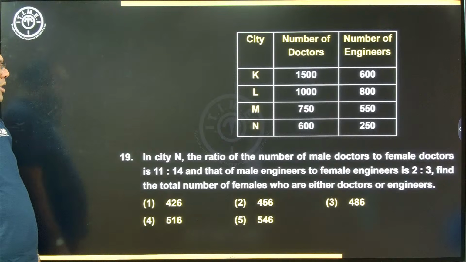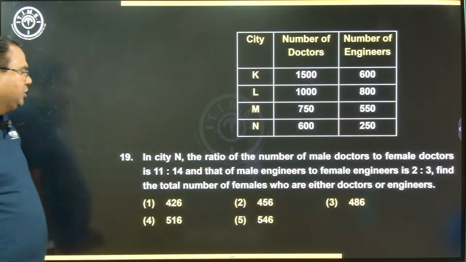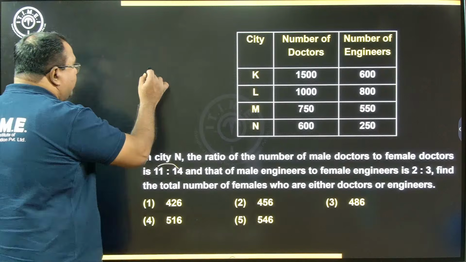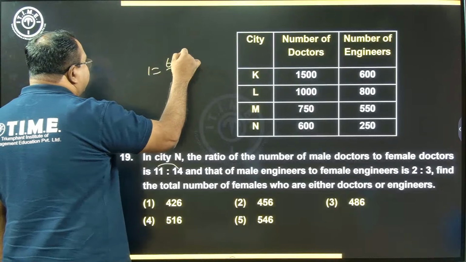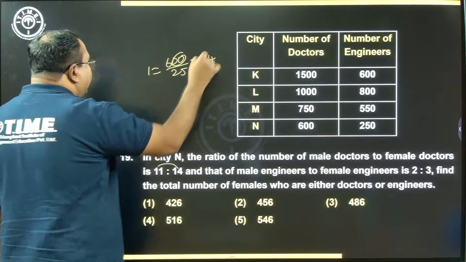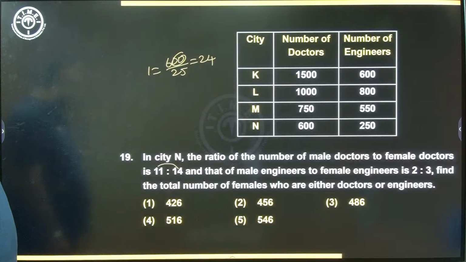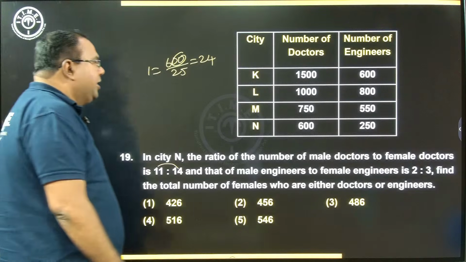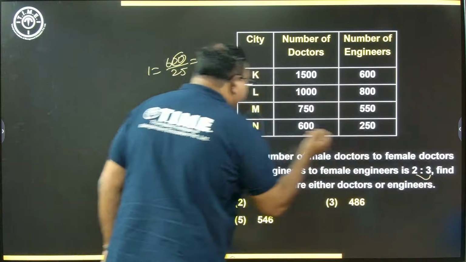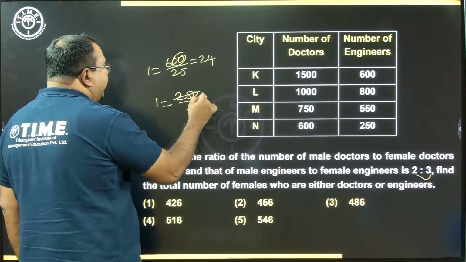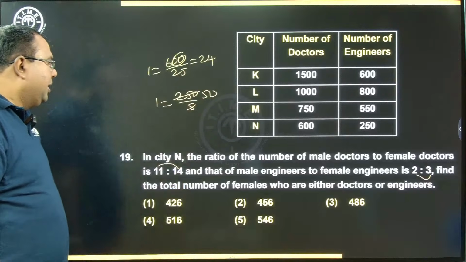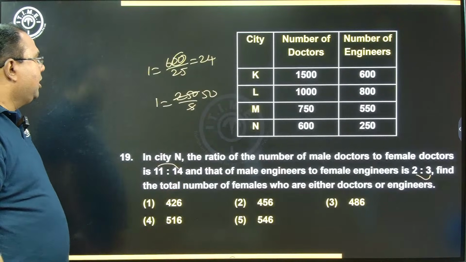In city N, the ratio of male doctors to female doctors is 11:14. So total 25 parts. So each part will be 600 by 25. 25 goes 4 times in 100. 6 into 4, 24 each part. Okay. And number of male engineers to female engineers is 2:3. 5 parts, total engineers 250. One part will be 250 by 5. Each part 50.